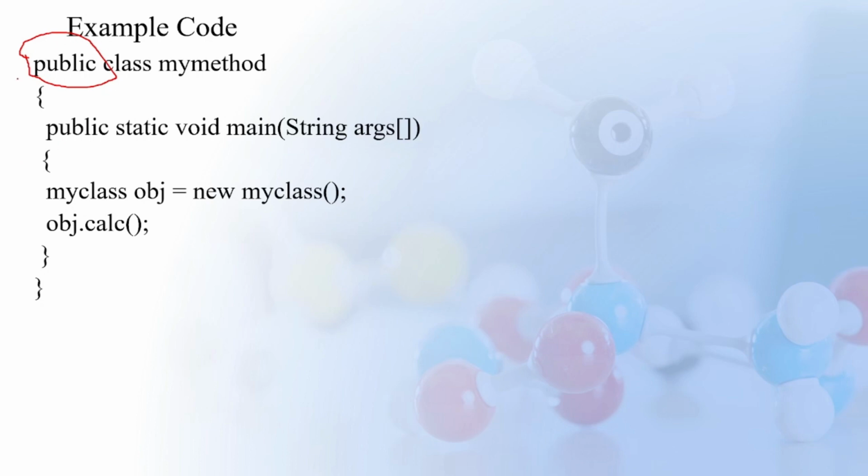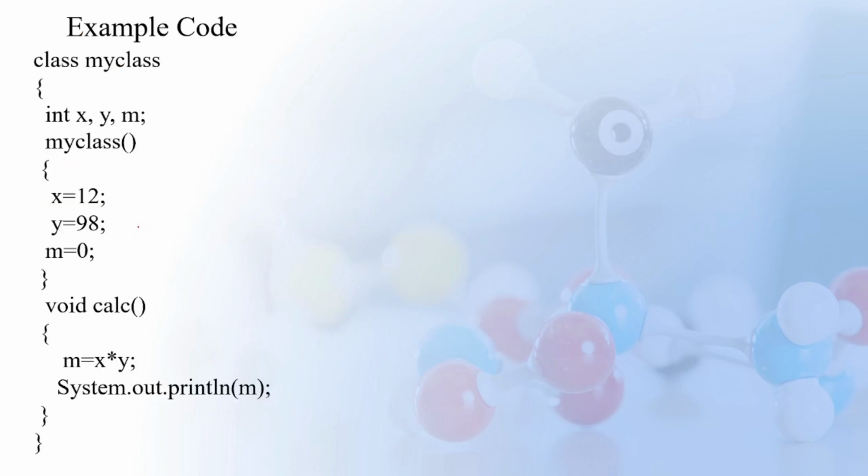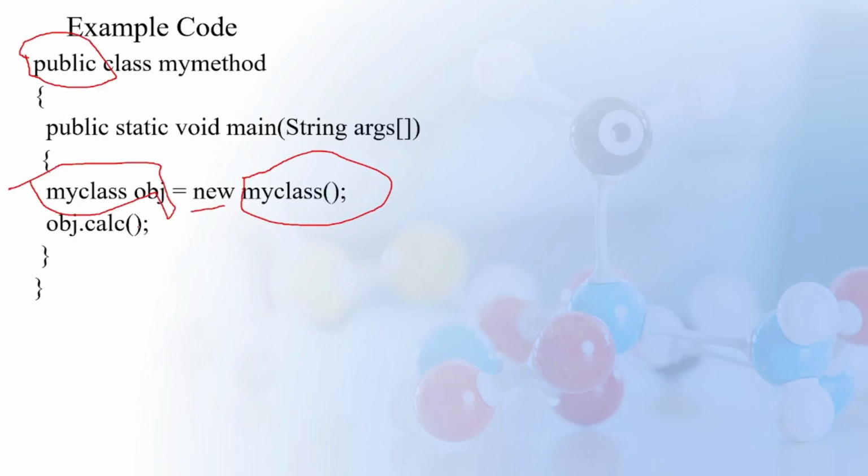So what we are doing here, we are creating an object of MyClass, and since the new keyword is used, we have dynamic memory allocation done here, and MyClass is dynamically created. Then we are calling the function calc, and calc is here. You can see this calc is called, and this is a simple method.